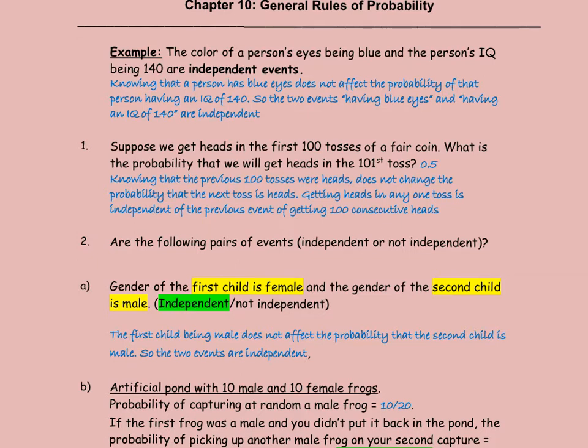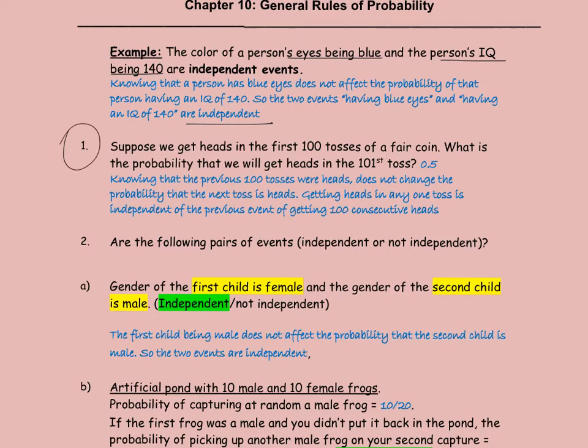Now let's look at the next example. The color of the person's eyes being blue, so that's one event, and the person's IQ being 140. Are the two events independent? That is, if you know that the person's eyes are blue, is that going to change the probability that the person's IQ is 140? And I'm sure all of you will agree that a person's IQ has nothing to do with the color of the person's eyes. So knowing that the person's eyes are blue is not going to change the probability that the person's IQ is 140. So the two events are independent. So that's an example of a pair of events that are independent.